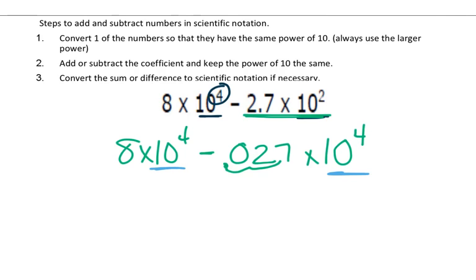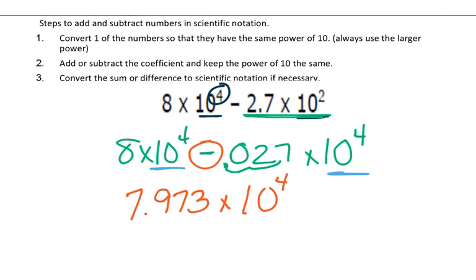Now we have to add or subtract. Well, it says subtract. So we're going to subtract our 2 coefficients. 8 take away 27 thousandths. Okay, and when we do that, we get 7.973 times 10 to the fourth power.